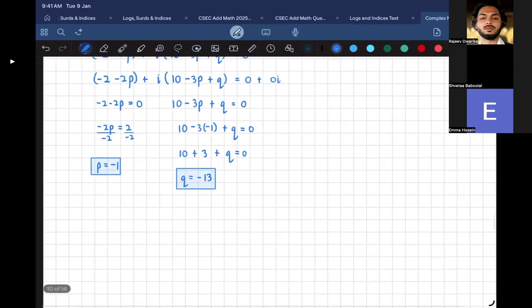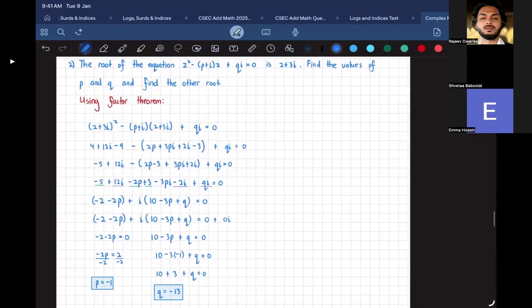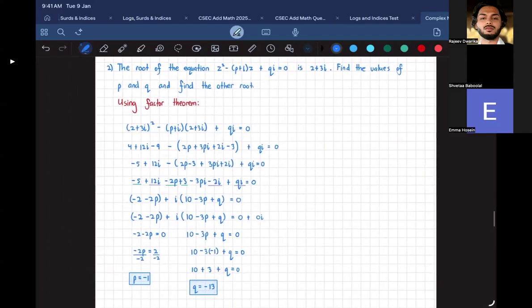We're going to see, right? Since we know this, we could write the complete thing. I could write the whole thing. So Shweta, if I know what p and q are, tell me what the entire quadratic would be. That would be z squared minus open brackets minus 1 plus i, close brackets, times z plus minus 13i equals 0.